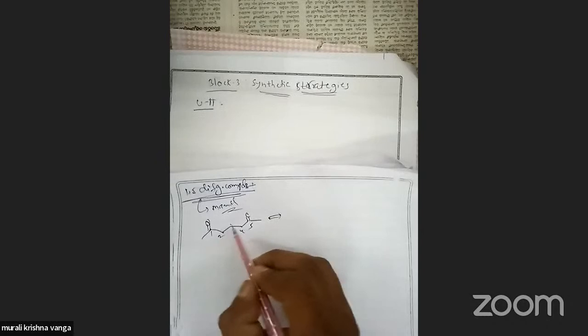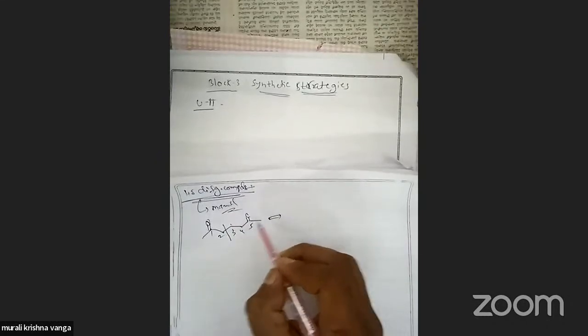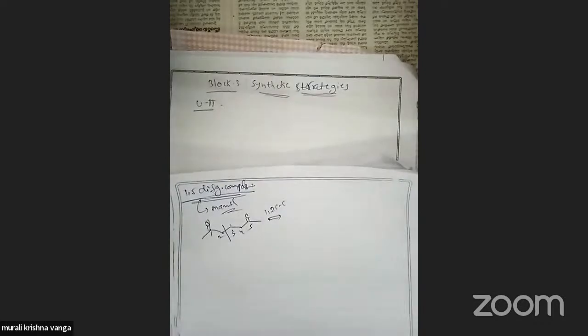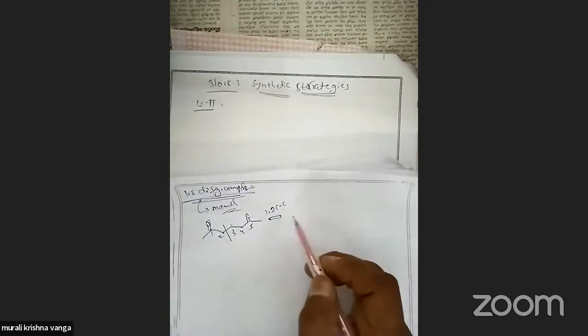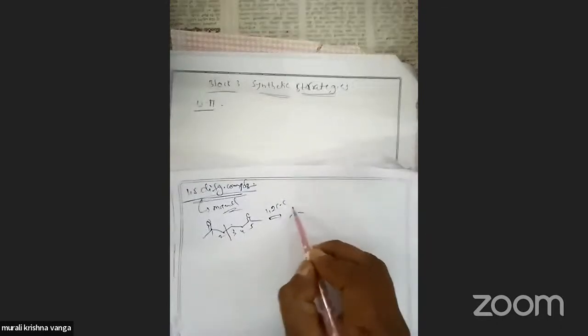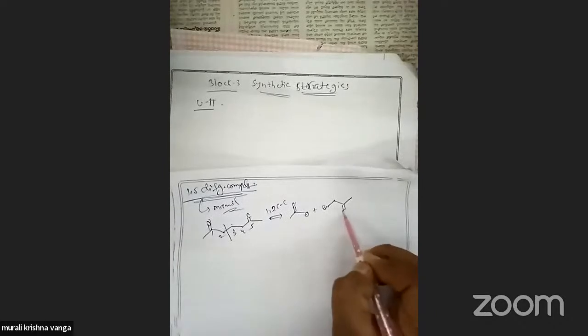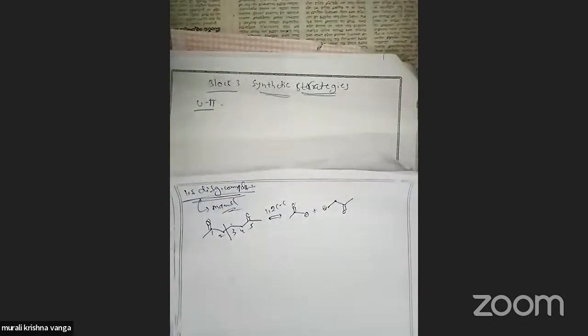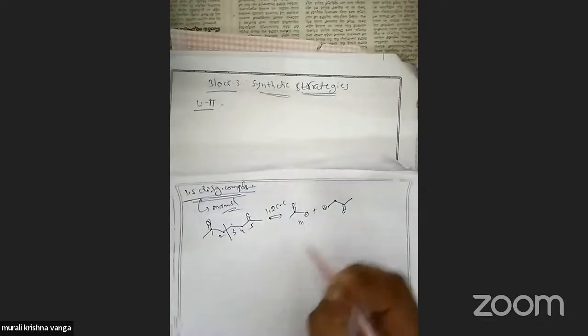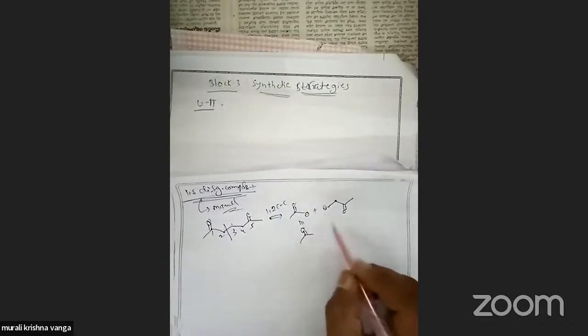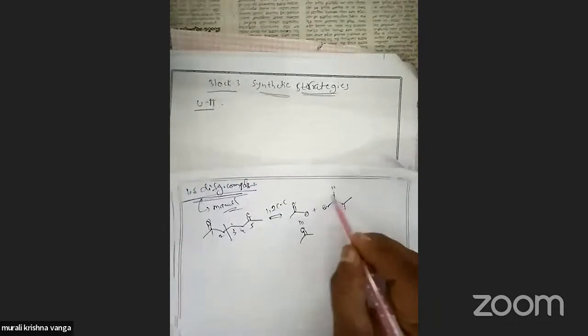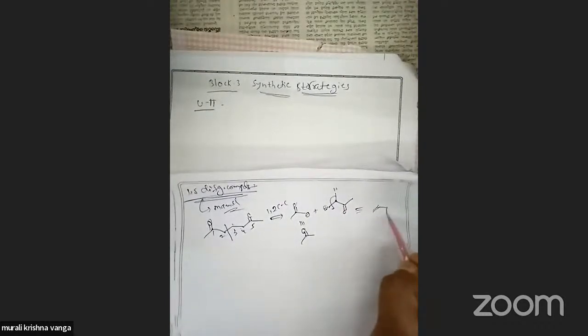When it undergoes a 1,2 C-C disconnection, the disconnection takes place like this. Here the negative charge, you know already, and the positive charge is on the third carbon. So the synthetic equivalent is, we are introducing H plus, and for the synthetic equivalent, elimination of the proton, the synthetic equivalent is an alpha, beta unsaturated carbonyl compound.